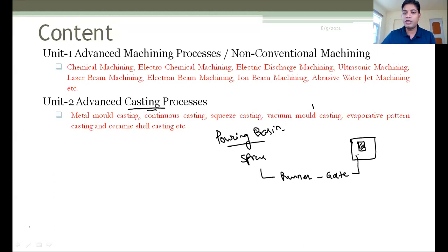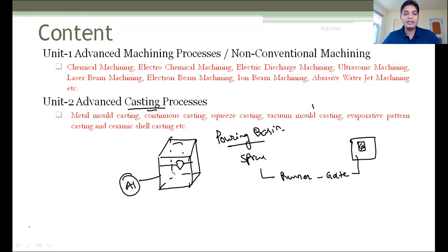suppose you have to fill up like this, and here you have to create something, a hollow part. So how will you hold that one? What we have to do is use the chaplets. Now suppose the material you have to fill is aluminium. Then the chaplets are made of the same material, and they are held with this side as well as the core part.